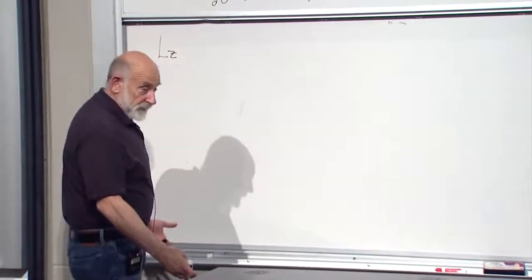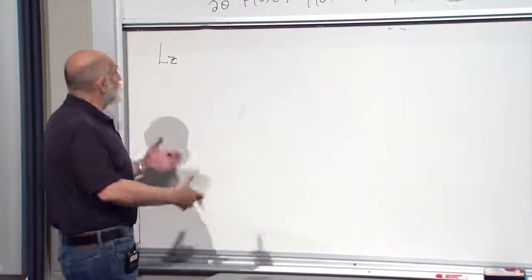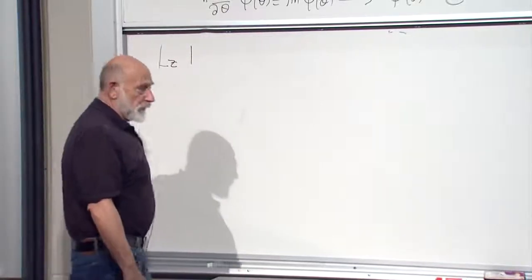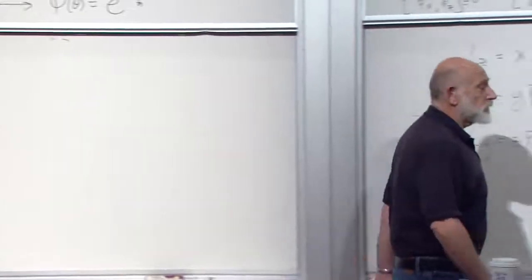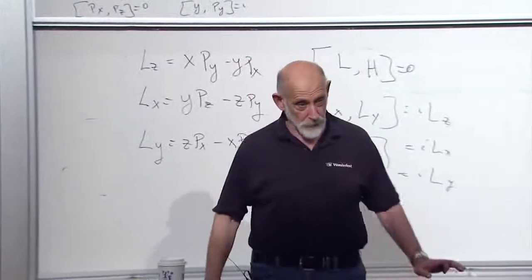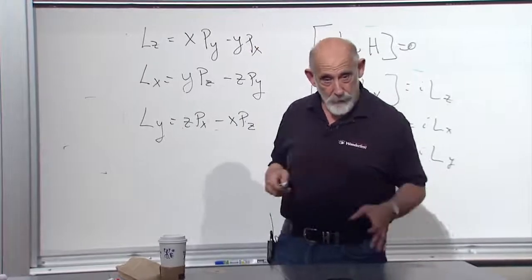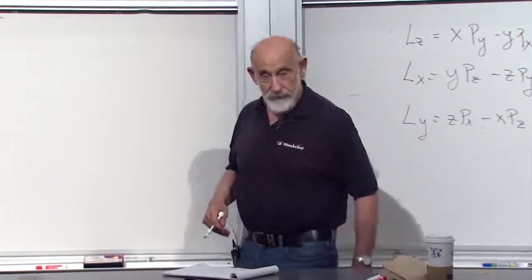LZ has eigenvectors. It's a Hermitian operator. How many it has, I don't know. We'll find out as we go along. And let's call the eigenvalue of LZ little m. It's the same notation that I used in 2 dimensions, where there was only the z component of angular momentum. I called the eigenvalues m, and I'll continue to do that.